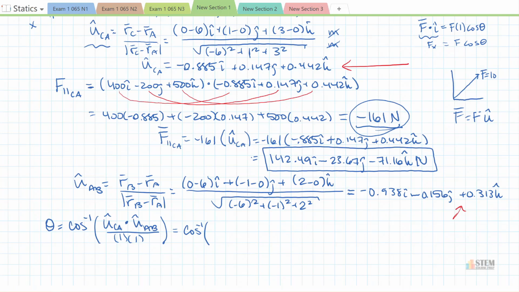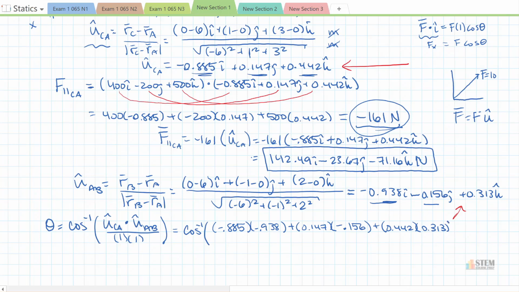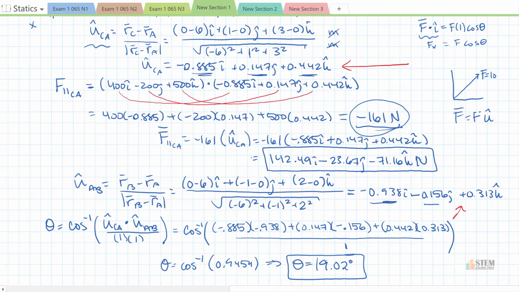So we're going to multiply the like terms. Let's look at the i components. I'm going to have negative 0.885 times negative 0.938. That's from here and here. And then we're going to add to that 0.147 times negative 0.156, and then plus 0.442 times 0.313, and all of that's over 1. So if you simplify all of this, we're going to get that theta is the arc cosine of 0.9454, which after you put in your calculator, you get 19.02 degrees. Okay, so that'll be the angle between those two cables.